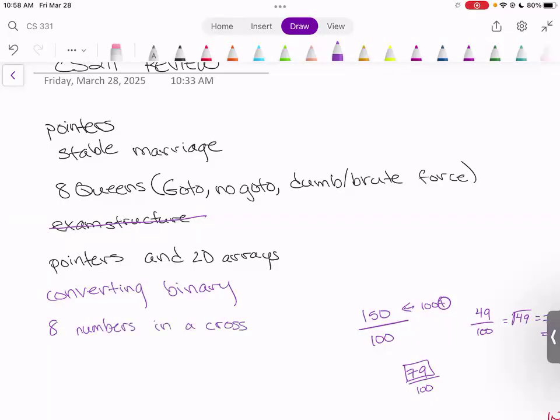Okay, let's go over pointers. Because I can cross out 2 of them here. Then I'll do, let's do it this way. I'll do these first. You guys want stable marriage, so I'll do stable marriage. I'll do 8 numbers in a cross. And then we can decide between the other 2 at the end.